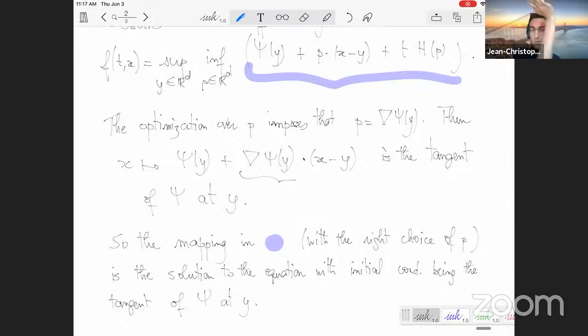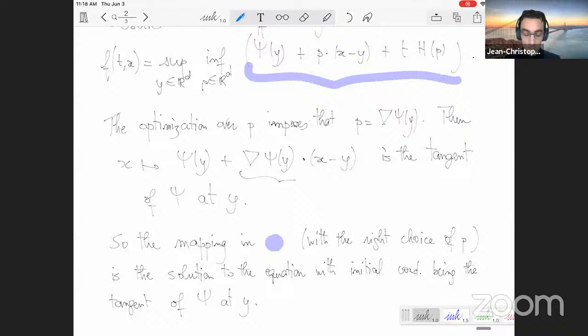Okay, so in some sense, you're approximating your initial condition by a lot of affine functions, and you're propagating all of these. Each affine function defines the solution to the equation for you, and then you're taking some sort of envelope, in some variational sense, of this family of functions of the partial differential equation.